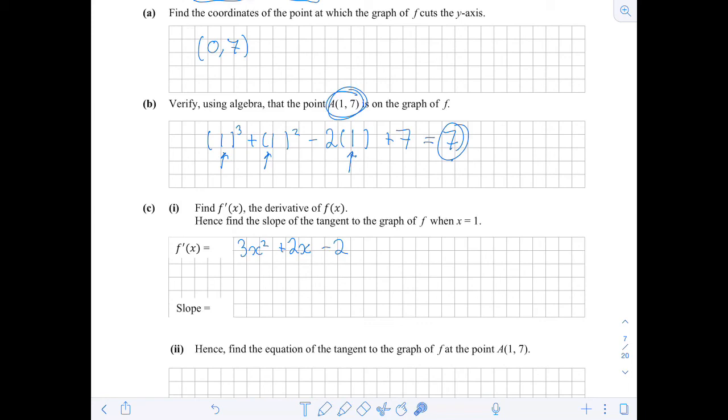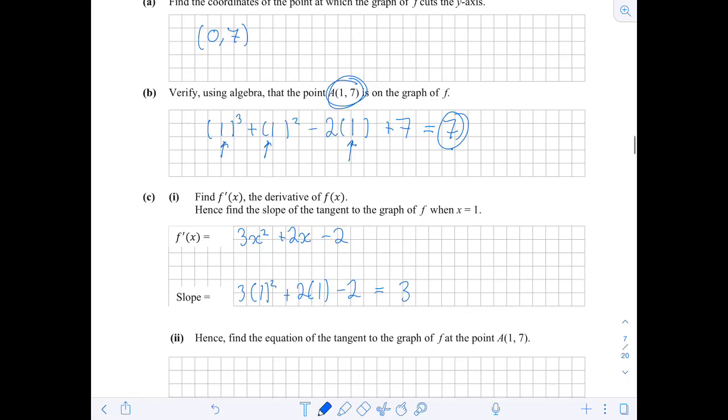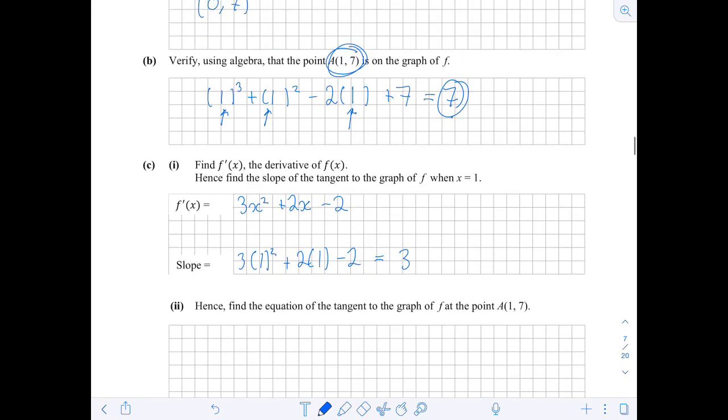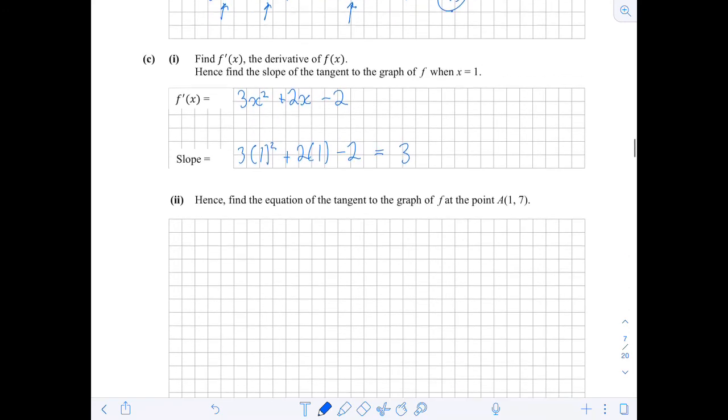Hence, find the slope of the tangent of the graph of f when x equals 1. So we're looking for just the slope when x equals 1. So it's quite simply 3 bracket 1 squared plus 2 bracket 1 minus 2. So that's 1 times 3 is 3, plus 2 is 5, minus 2 is 3. So the slope is equal to 3. Easy, easy, easy marks. Basically, can this student differentiate?